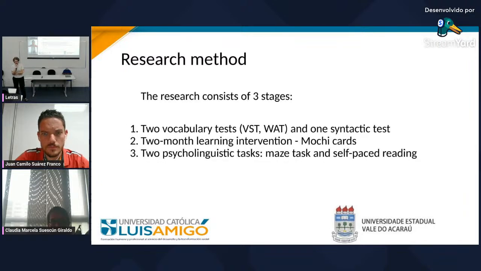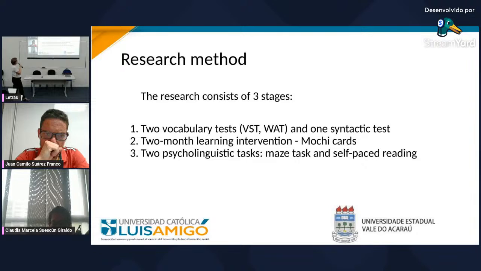And how are we going to conduct the experiments? Well, as I said, there are 3 stages. The first stage will be assessing the level of English. We have two vocabulary tests and a synthetic test. Because, as Juan and Marcela said, we are looking at B1 level, we can't have students that are above or below B1. So these tests will give us that criteria.